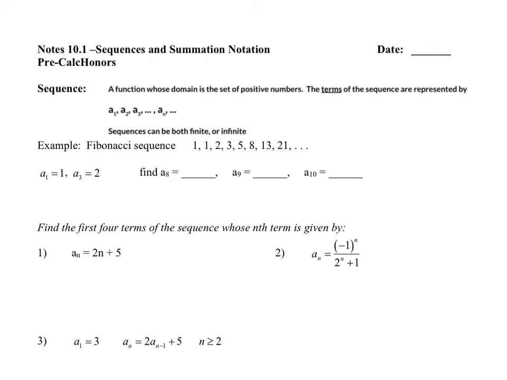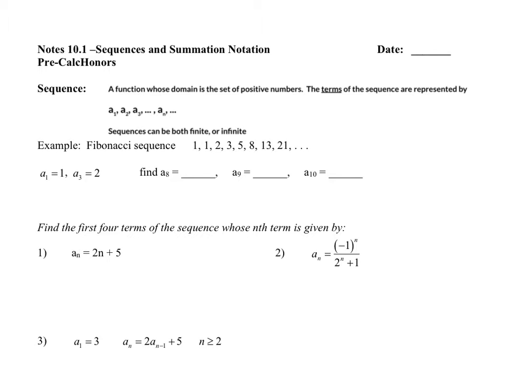The terms of the sequence are represented as a list, a sub 1, comma, a sub 2, comma, a sub 3, up to a sub n. You notice there's an ellipsis both before and after the a sub n. That is because sequences can either end at a sub n and be finite, or they can go on infinitely and not end. Let's start by looking at a very common sequence, the Fibonacci sequence.